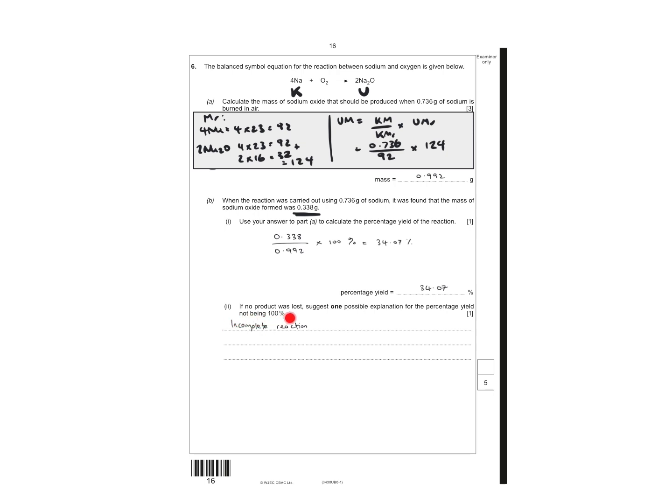Part 2, if no product was lost, suggest one possible explanation for the percentage yield not being 100%. It is an incomplete reaction. We haven't allowed it time to finish.